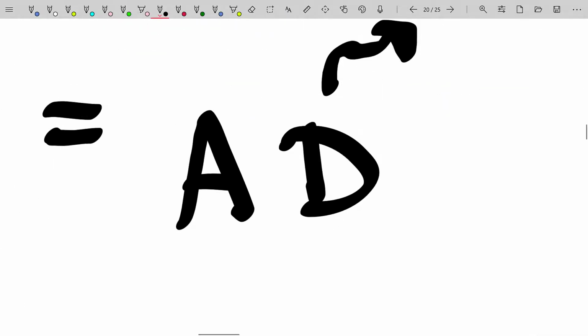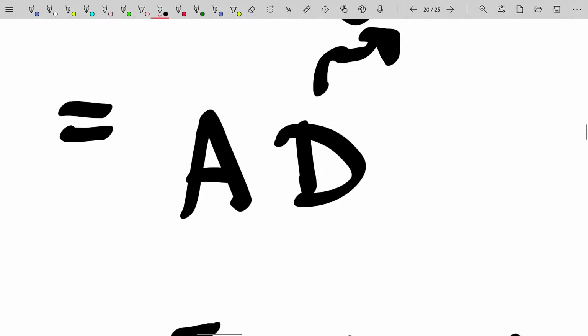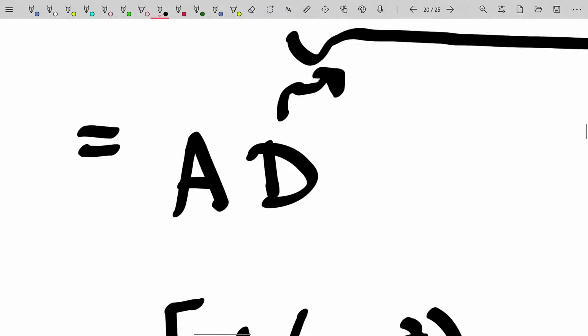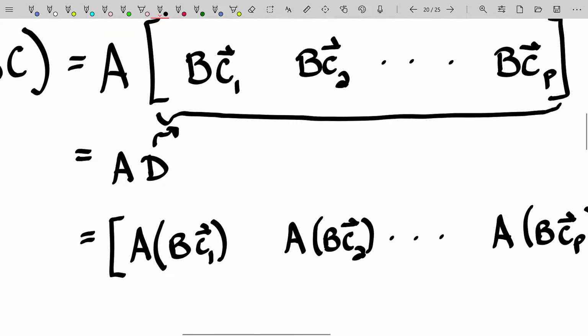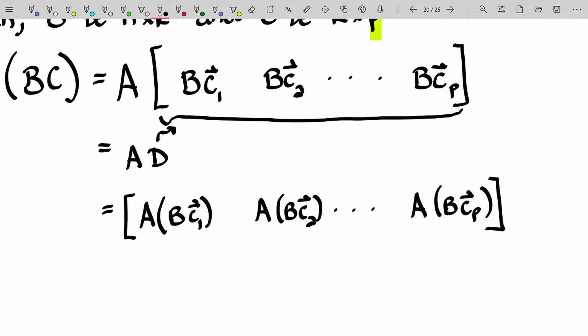And again, matrix times matrix, it's going to be the first matrix times each and every single column of the second matrix, and those form the columns of the product. So again, the matrix A times the first column of D, the matrix A times the second column of D, and so on and so forth down the line. However, we know from previous work that A times the quantity B times C is the same thing as AB times C.